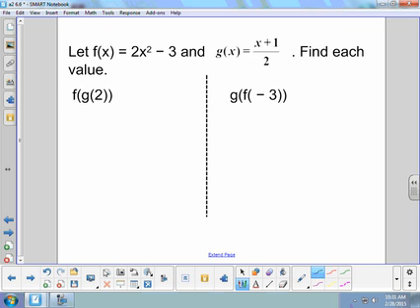All right. Let's go ahead and do a couple more. I think in class we did these ones on your own, but I'll go ahead and do them with you right now. So find f of g of 2. Well, g of 2 would be (2 + 1) over 2, or 3 over 2. So I need to figure out what f of 3 over 2 is.